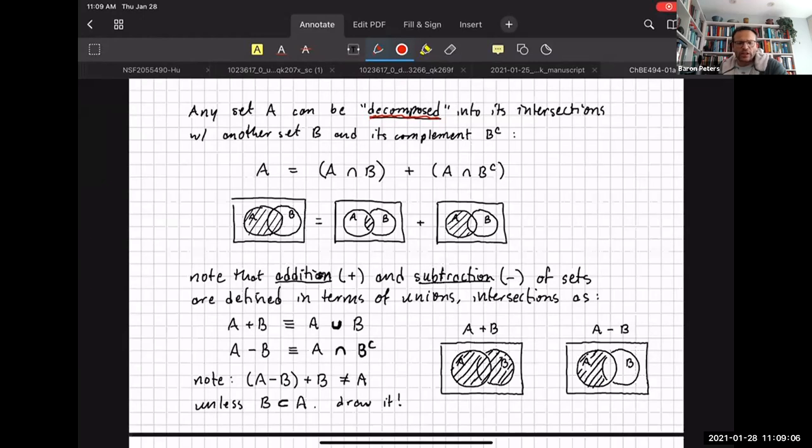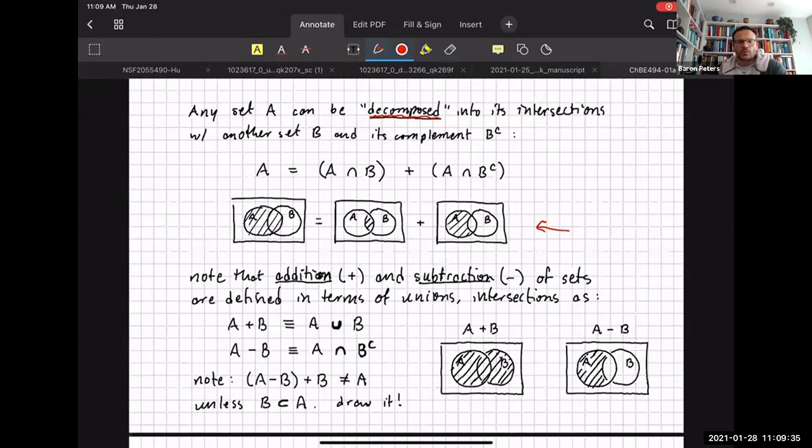And here's a little Venn diagram portrayal of that concept right here. So you have your sets A and B, and you take the part that overlaps with B, and you add it to the part that does not overlap with B, and you get the whole set A back. This is a really useful decomposition. I have written here a plus sign. Really, that corresponds to a union. We will often, and your book does this a lot, use plus and minus.